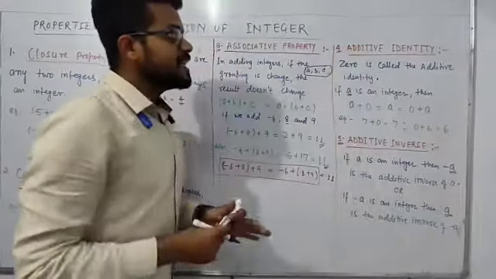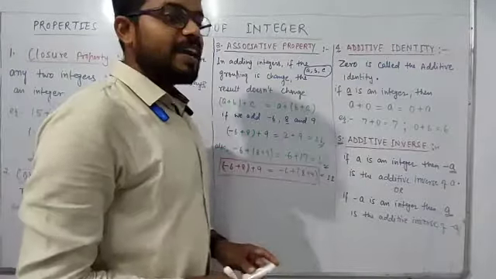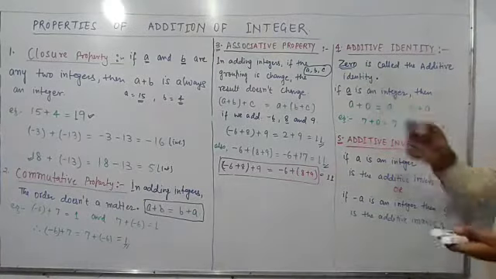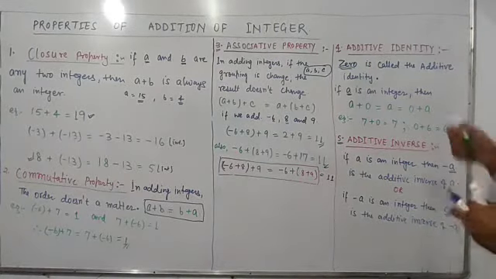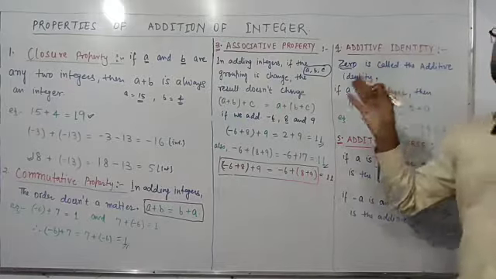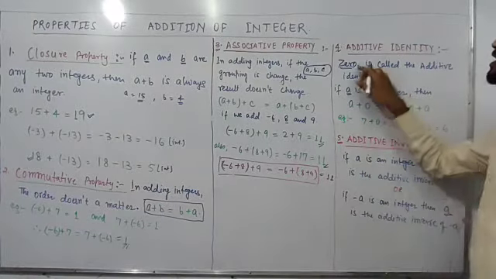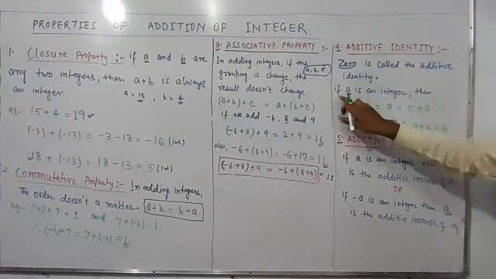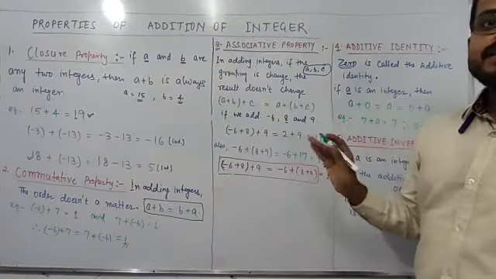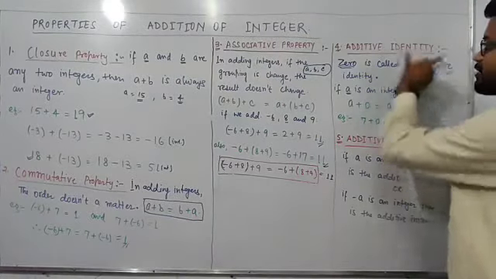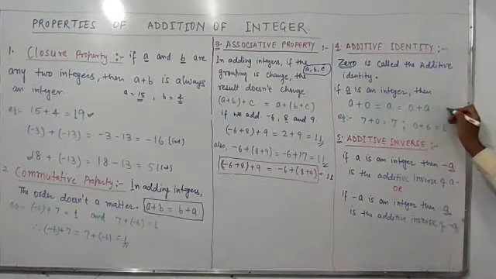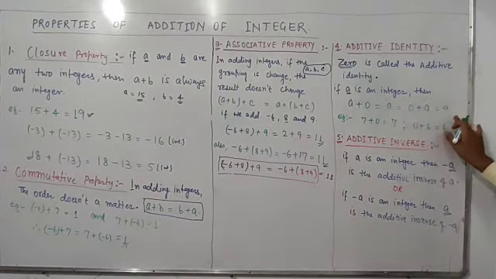Now the next property is additive identity. What is additive identity? Simply we have to remember this 0. This 0 is called the additive identity. Whenever the question asks, what is the additive identity of 2? So the additive identity of 2 is 2 plus 0. For example, if A is any integer, either negative or positive, then additive identity: A plus 0 is equal to A, or 0 plus A is equal to A. In both cases, the value is A.